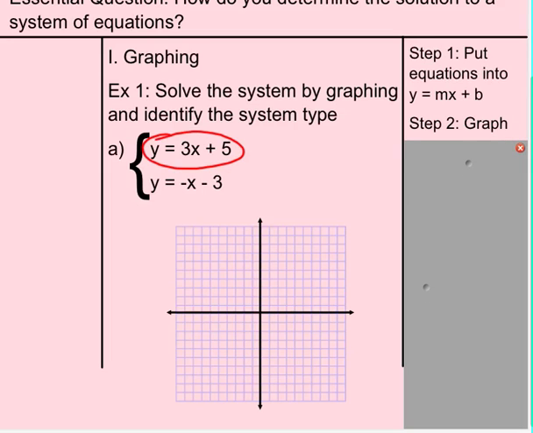First line I'm going to call my red line. It's got a y-intercept of 5, so I'm going to go up 5 on the y-axis. My slope is 3, or 3 over 1, so rise over run, up 3, run 1, or right 1. Or we can go down 3 and left 1. Again, I'd like you to use the whole graph. Most of you still aren't doing that, so please get into that habit.